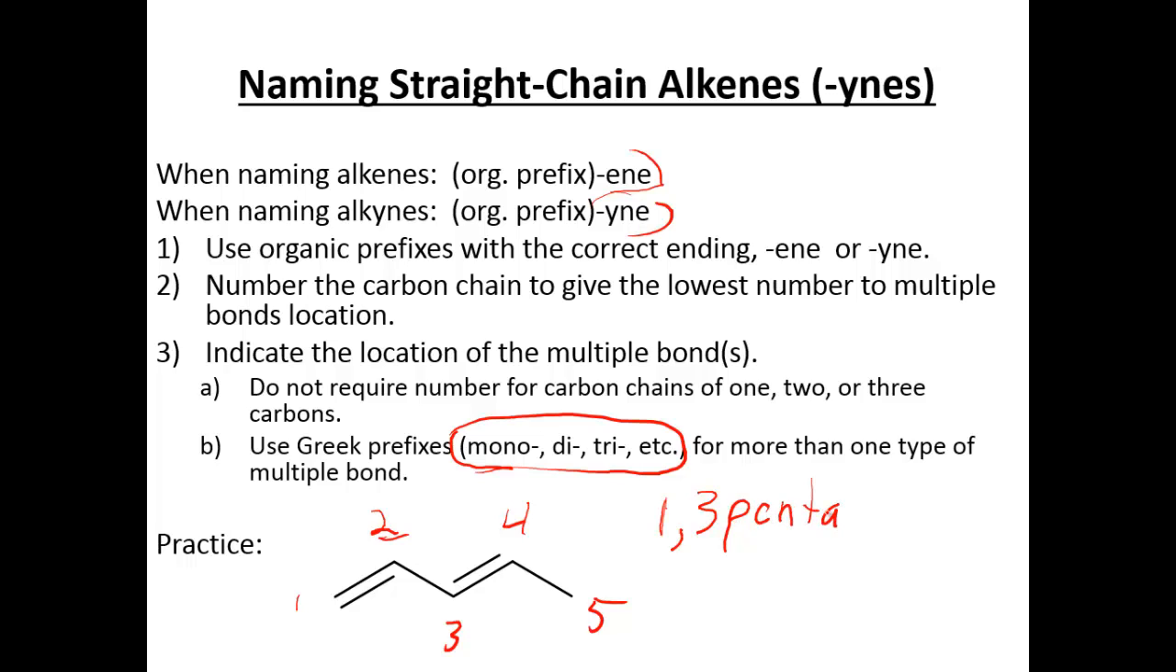So penta, and how many double bonds? We have 2, pentadiene. So we're showing that we have 2 double bonds, their location, and that's showing we have 2 double bonds.